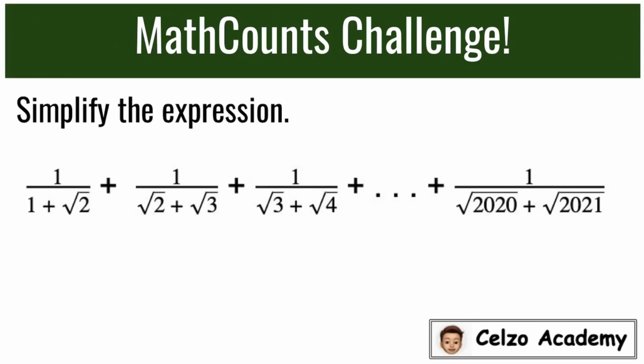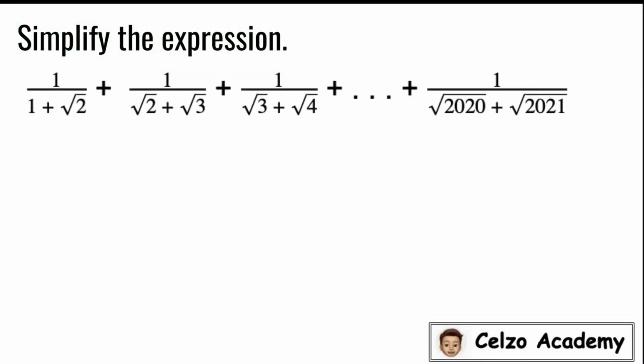Simplify the expression below. The simplest form of this expression is -1 plus square root of 2021. Here's the detailed explanation. First, we need to simplify the first fraction, 1 over 1 plus root 2. To simplify this, we need to multiply both numerator and denominator by the conjugate, which is 1 minus root 2.